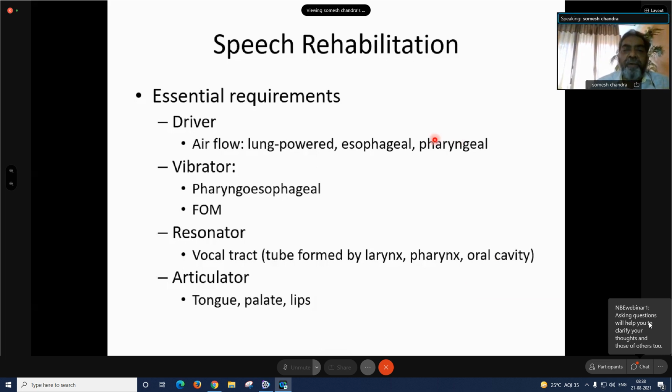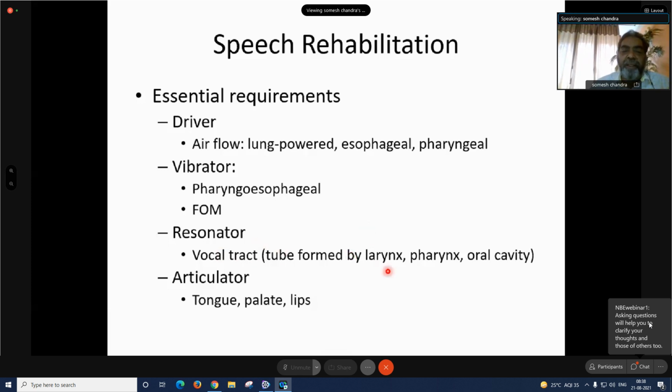This is practically out. Some patients can learn this. Lung powered is the best because it gives you good velocity and momentum. You need a vibrator, which could be the pharyngoesophageal segment or the floor of mouth tissues when you are using an electrolarynx. You need a resonator, which is the remnant vocal tract, because some of the hypopharynx is lost. So the more of pharynx you remove, the poorer the speech.